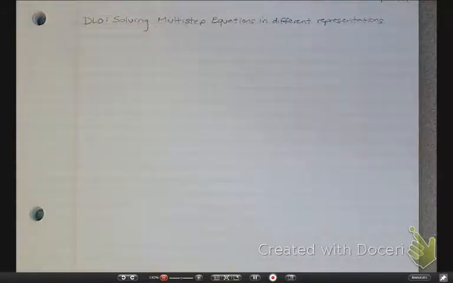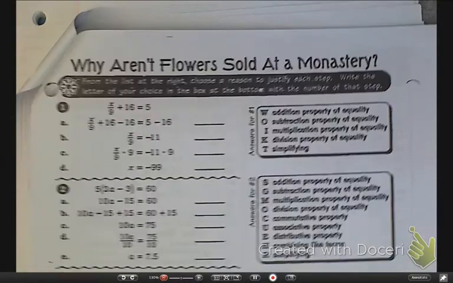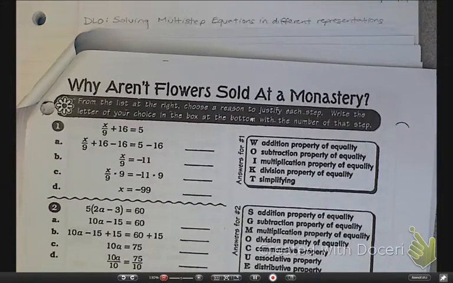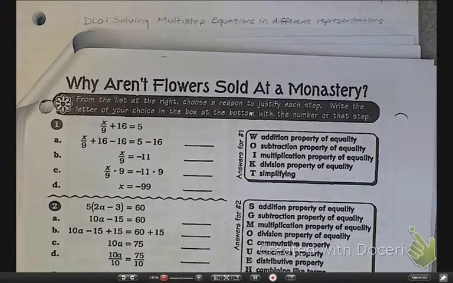All right, our DLO for today is solving multi-step equations in different representations. So please make sure that you have that written at the top of your paper. We're going to be looking at a couple problems out of our packet. So we're on this page. It's called Why Aren't Flowers Sold at a Monastery? We're going to look at this first problem right here.